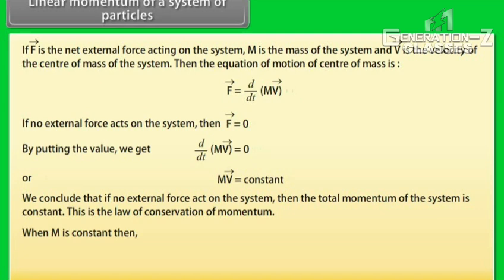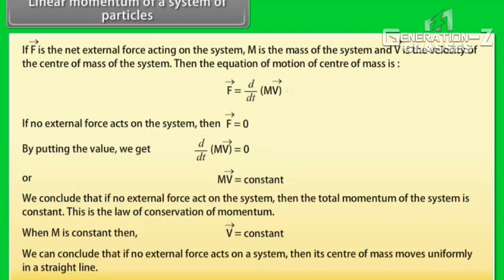When the value of m is constant, then v vector is also constant. We can conclude that if no external force acts on a system, then its center of mass moves uniformly in a straight line.